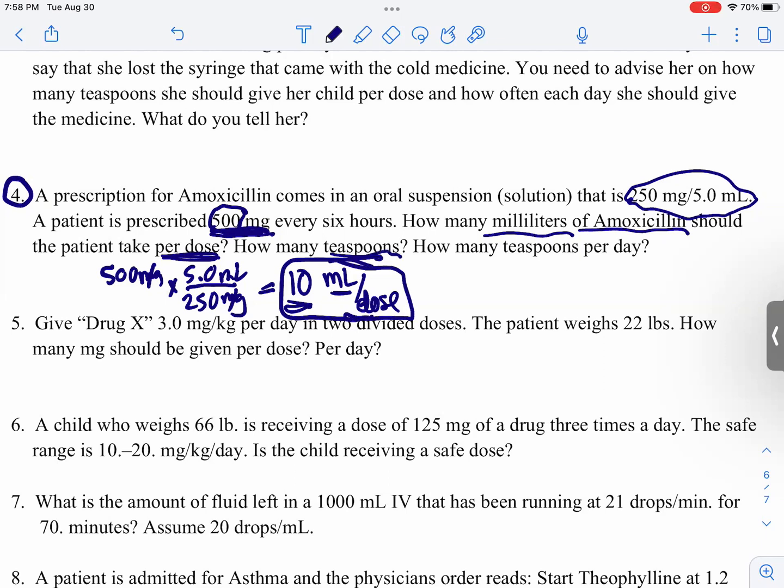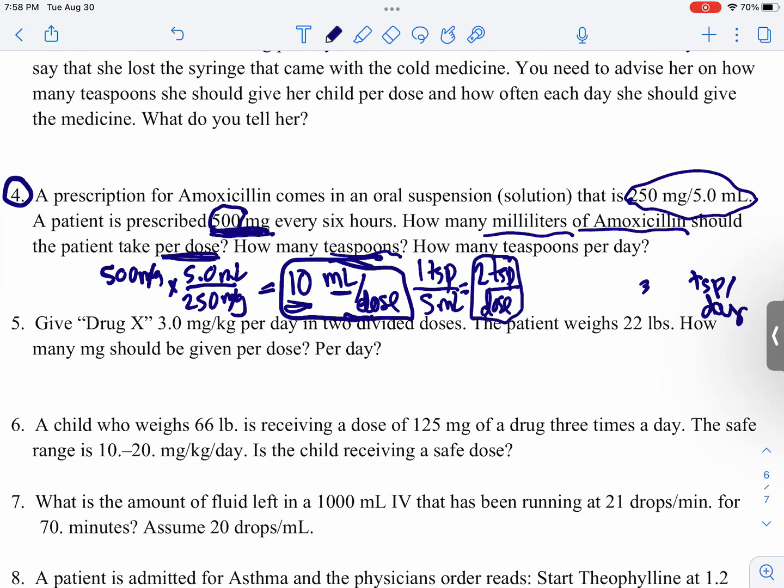Now you want how many teaspoons per day? So we want teaspoons per day. What do we have? Let's think about this. How many teaspoons are there in 10 mils? How can we figure that out? We know that 1 teaspoon is 5 mils. So how many teaspoons does it take to get to 10 mils? 2, right? 2 teaspoons per dose. So you answered your second question.